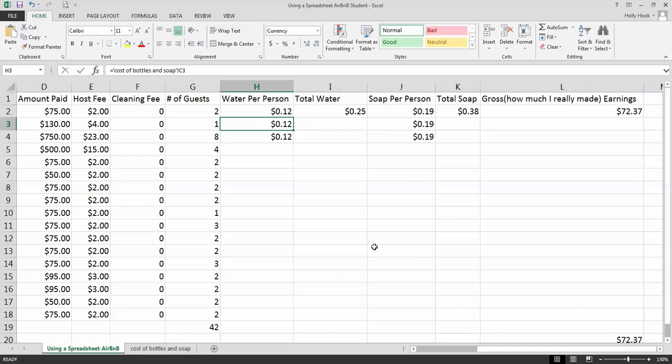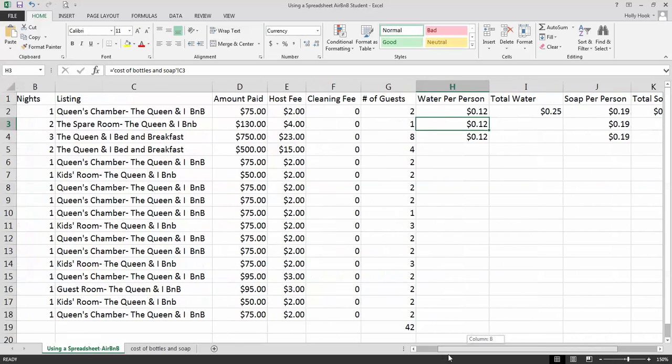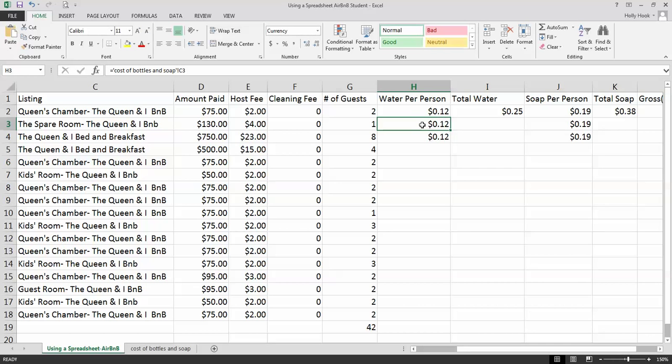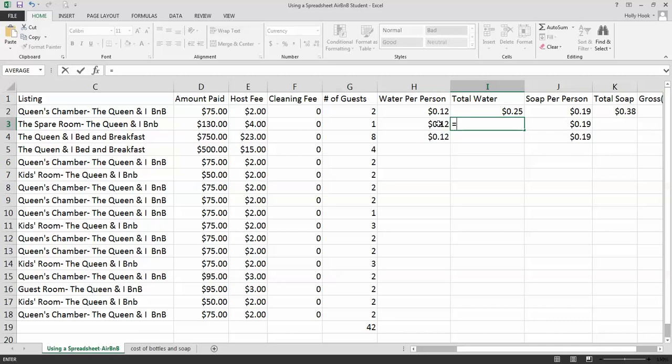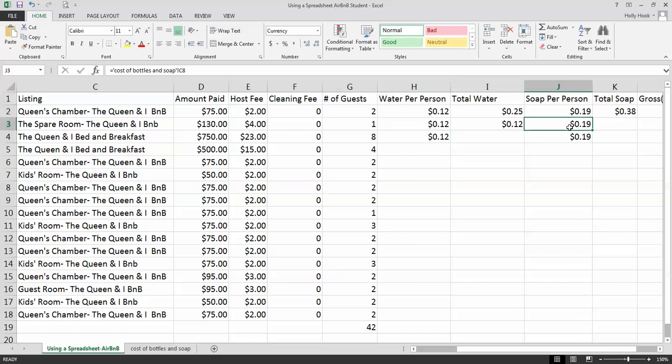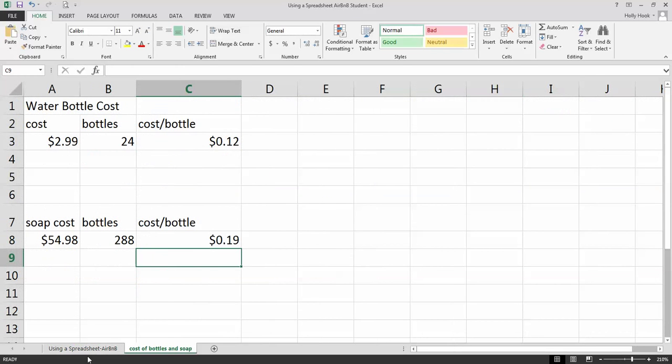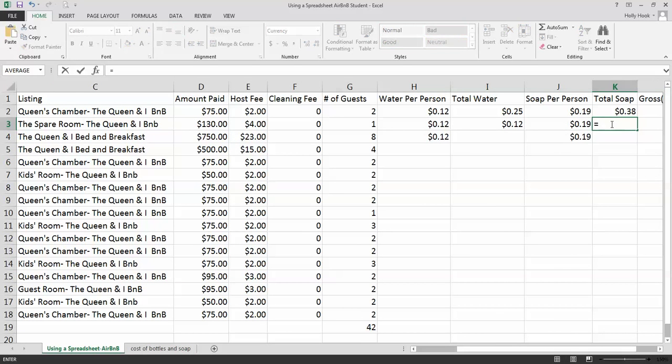Let's try it again on our next booking, which is on the spare room. That's the one with the elliptical. So we know that it's 12 cents for the water, and I know that because, again, I grabbed that information from where I performed that problem. So I grabbed it from over here. It's 12 cents. And there's only one guest, so that's going to be equal to 12 cents times our one guest. Soap is going to be, again, the value from over here, times our one guest.